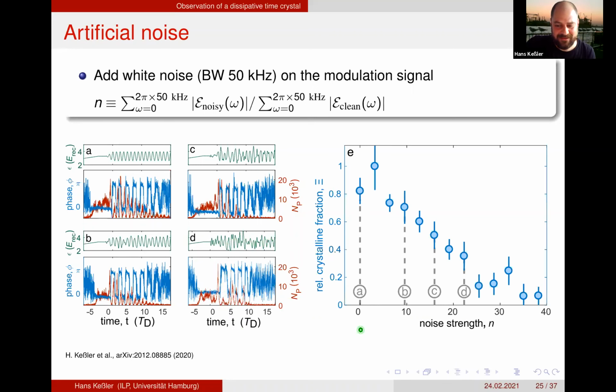We repeated this experiment for different noise strengths, and what is plotted here on the right side is the subharmonic amplitude against noise strength. For increasing noise it drops, but it survives quite some strong noise. For example, here it already looks very noisy by eye, but we still see a nice subharmonic response.